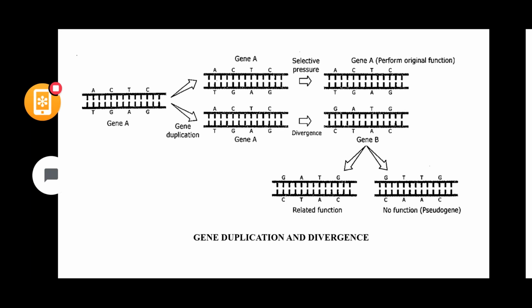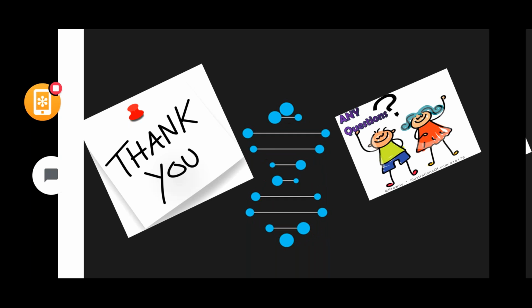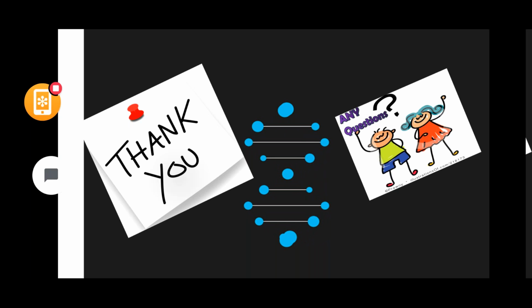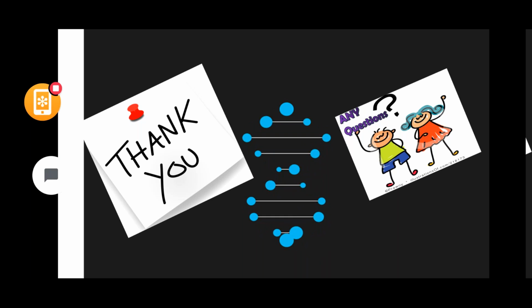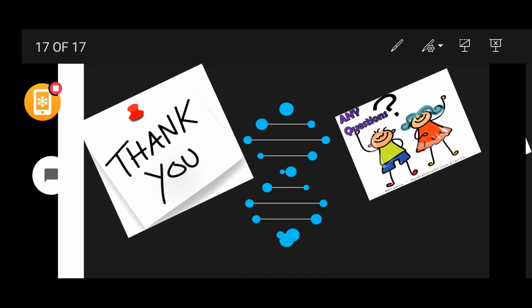So in the next class we will go through homologous genes, what is a homologous gene, and then pseudogenes, and then finally we will learn about the transposition process and transposable elements in bacteria and eukaryotes.